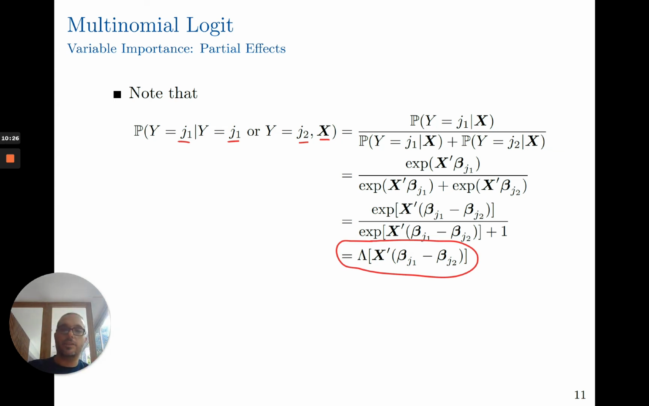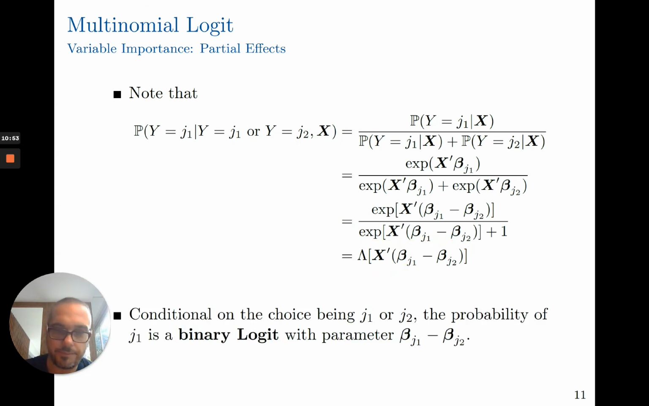And this turns out to be just a logit model where the parameter of the logit is the difference between the two betas from the multinomial model. Okay, so if we restrict the multiple choices to two choices, we can derive the logit from the multinomial logit. Okay, and that's exactly what's said on the slide.